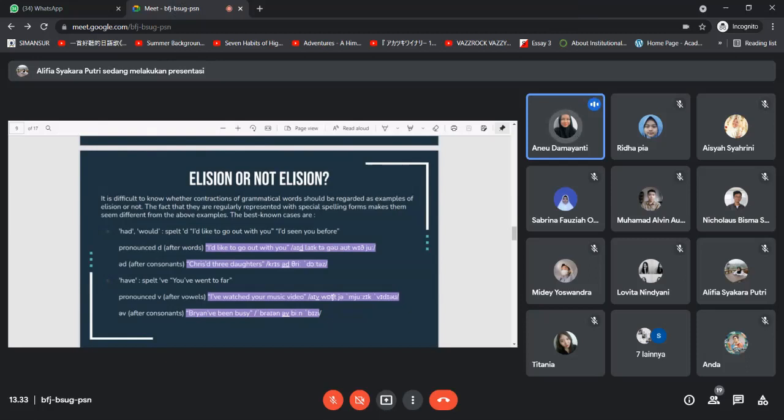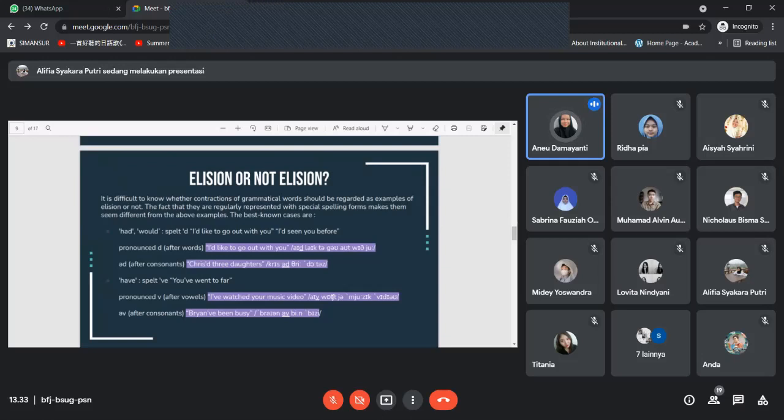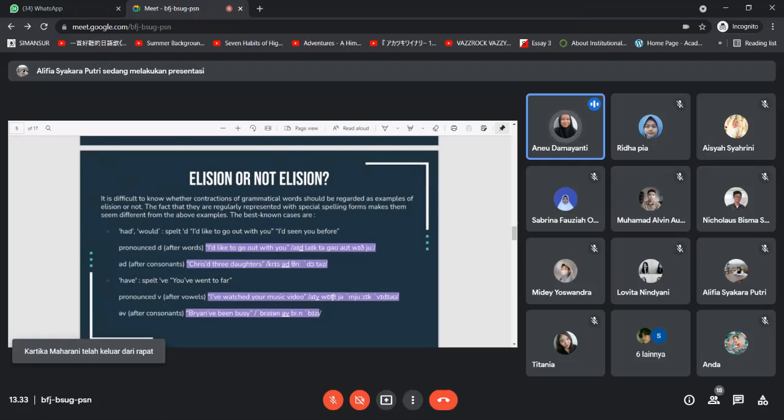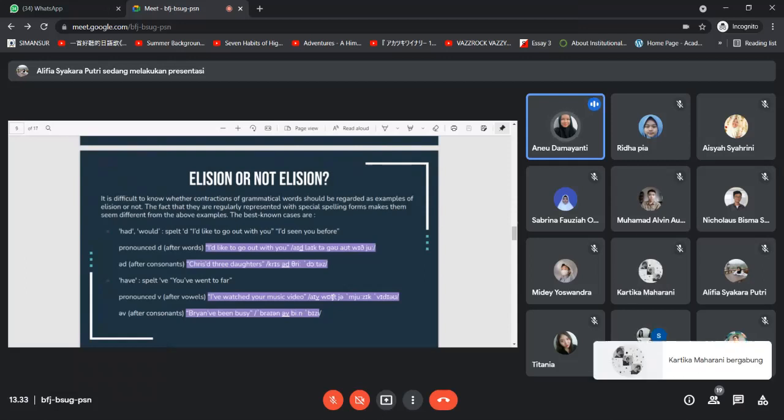It is spelled 'd. Maksudnya ini had dan would itu kan biasanya ditulisnya sebagai I'd like to go with you. Jadi ada kutip lalu d gitu. Tidak keseluruhannya ditulis I had atau I would, tapi bisa juga ditulis sebagai kutip d gitu. Like in the example, I'd like to go out with you and I'd seen you before. So, jadi ada dua cara pronunciation-nya.